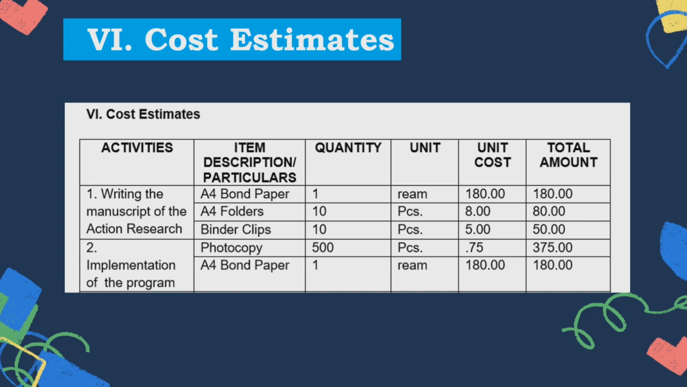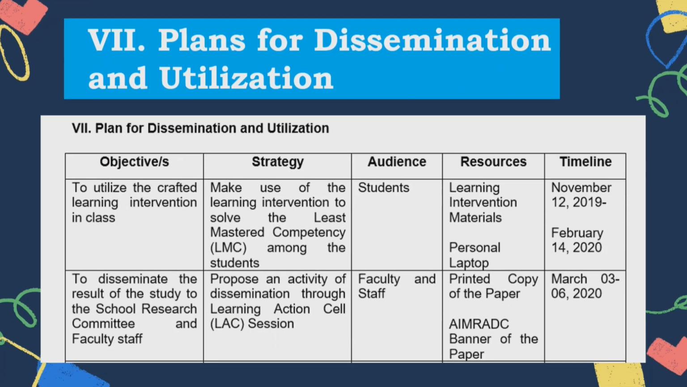So, first, improve the student's performance. Activity, parang ito lang din yung nandun kanina sa part nung action research methods, nakalagay lang siya sa my table, no? And then next, the cost estimates. Ito lang din yun. Ito lang din yung table na gagamitin natin. The activities, the item descriptions, the quantity, the unit, and then the unit cost, and then the total amount. Very basic na po sa inyo ito. And then the plans for dissemination, yan na din mismo yung table na ginagamit natin. We have the objectives, the strategy, the audience, the resources, and then the timeline. Super simple. And lastly, yung references.